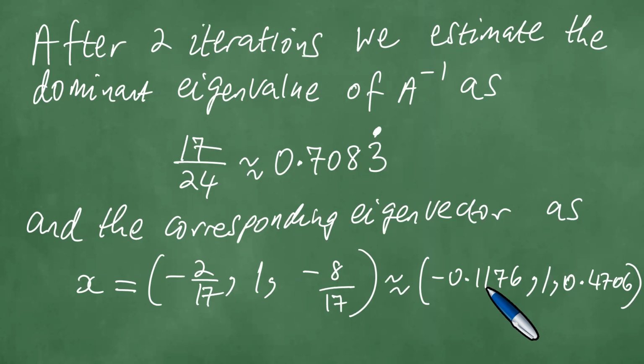Now with this, we have solved this question in detail. Just 2 iterations, we found after 2 iterations, we estimated the dominant eigenvalue of the inverse and the corresponding eigenvector. But now we're not done solving this question because we need the eigenvalue of least magnitude.